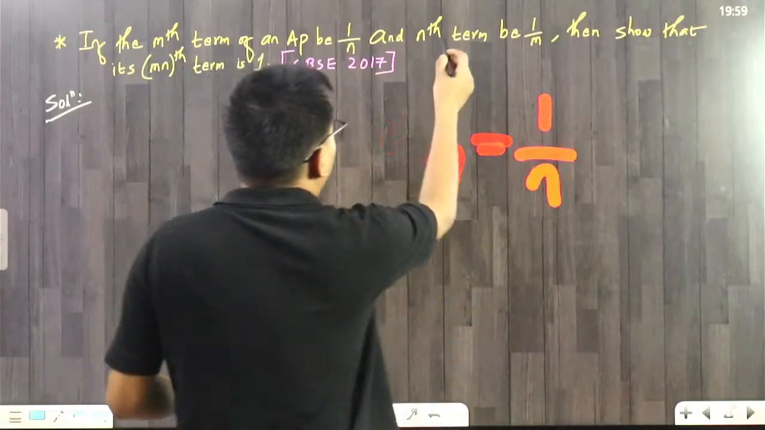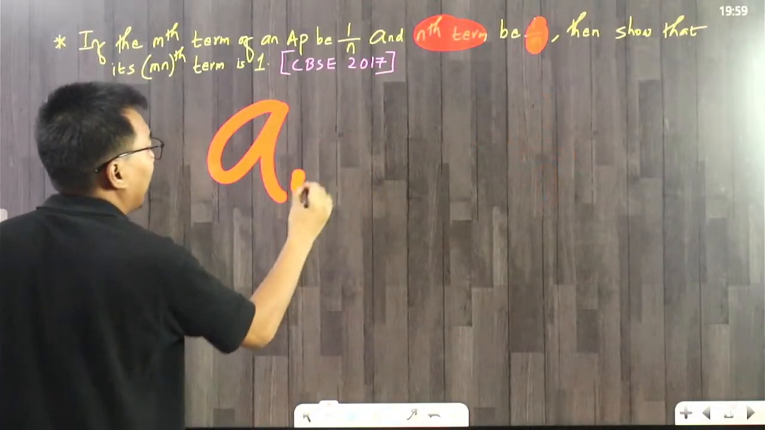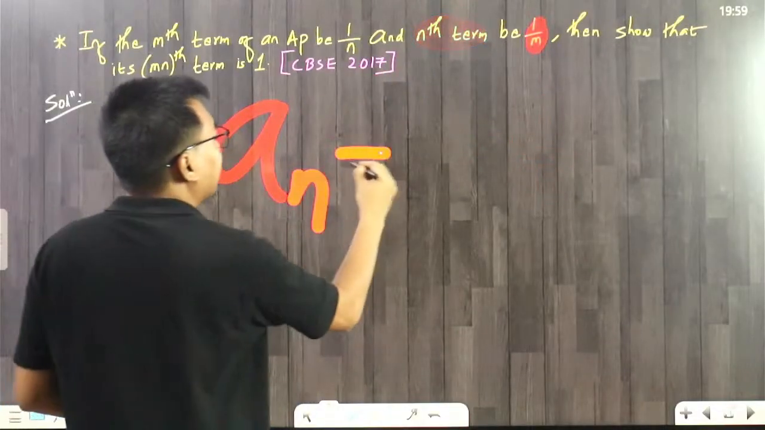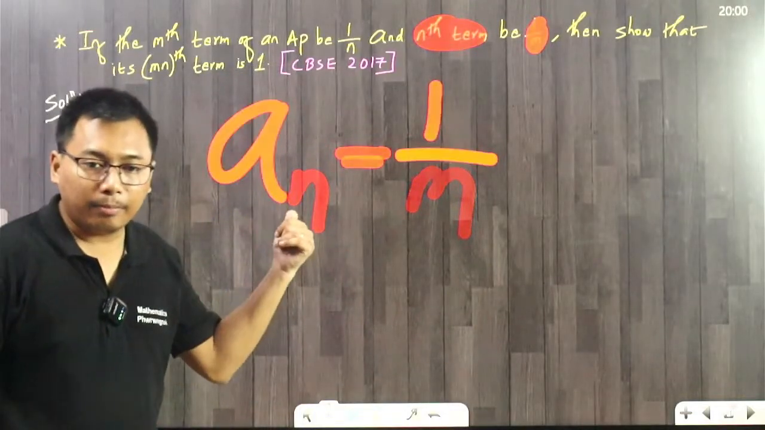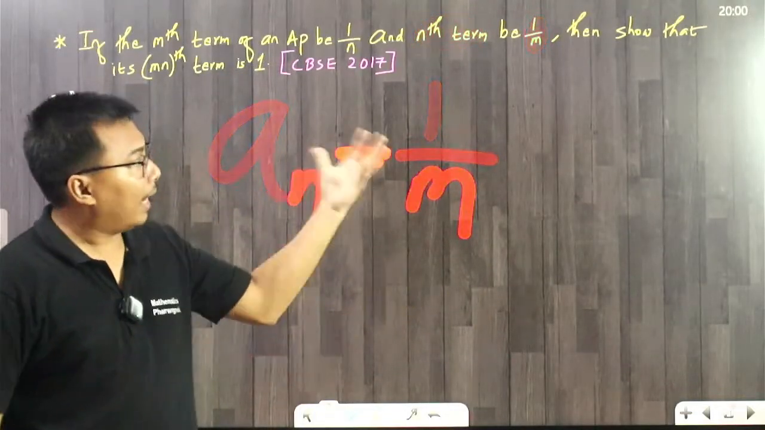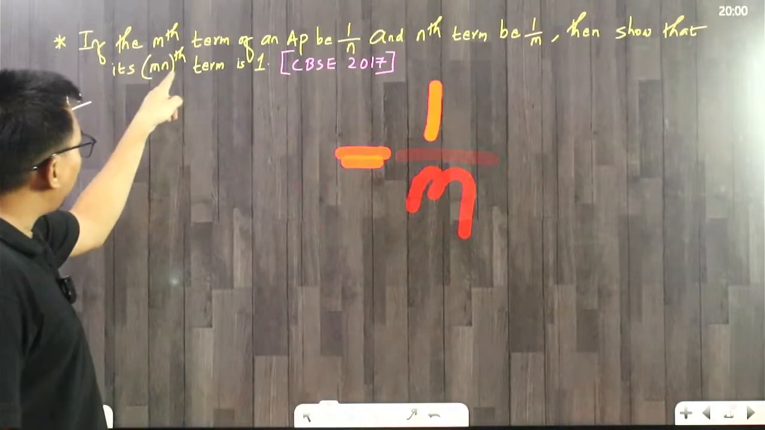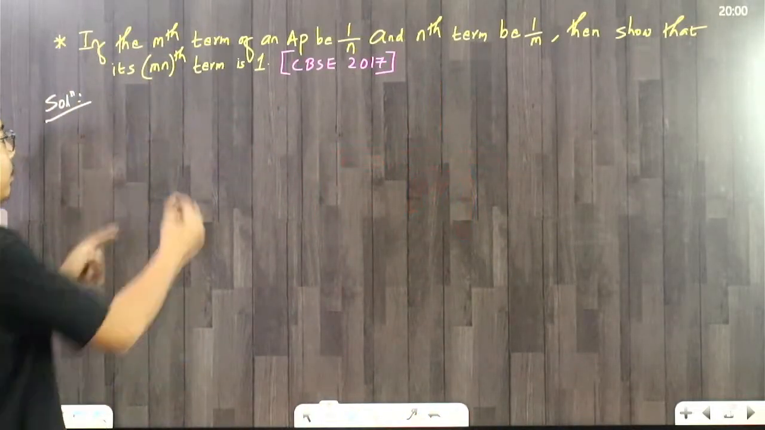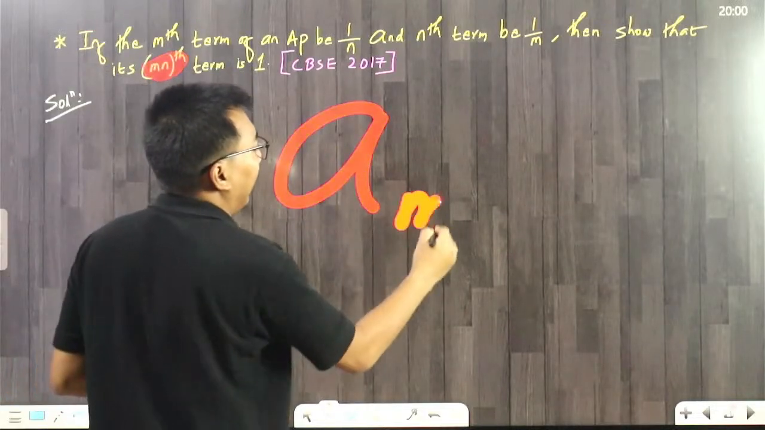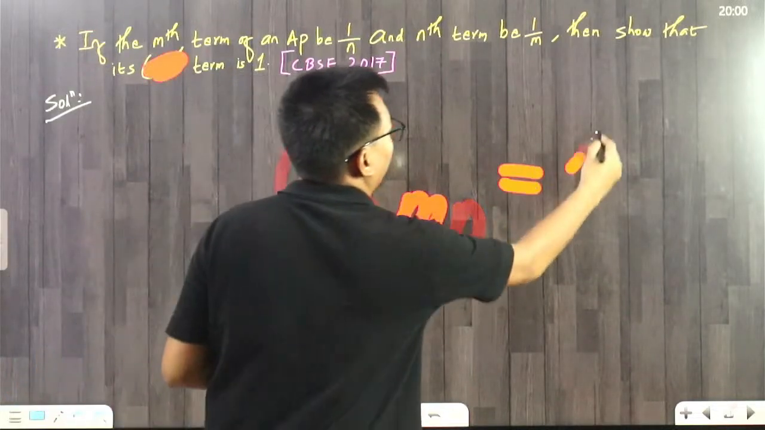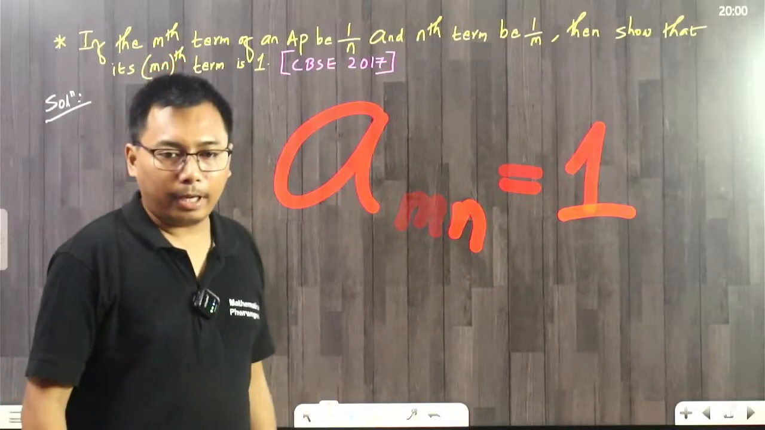Now, nth term be 1 by m. So this is our nth term, a_n. This is given as 1 by m. Nth term is given as 1 by m. Then, show that its mnth term is 1. We have to prove that this mnth term is equal to 1. This is what we need to prove here. Mnth term is 1.